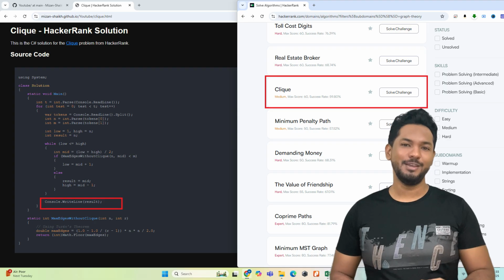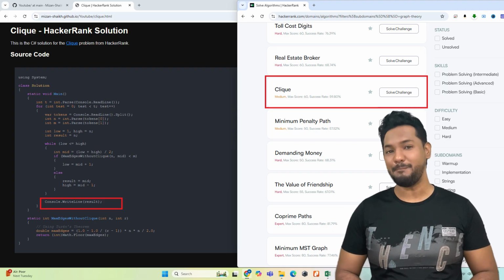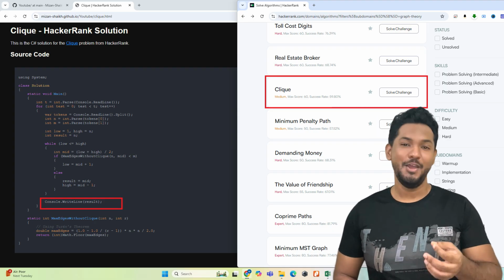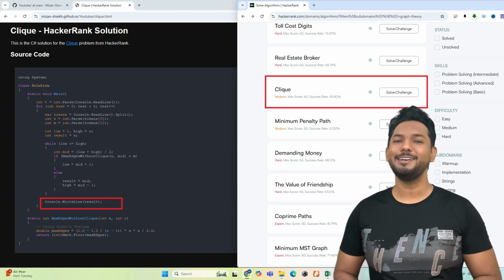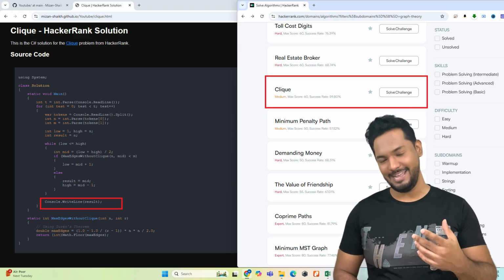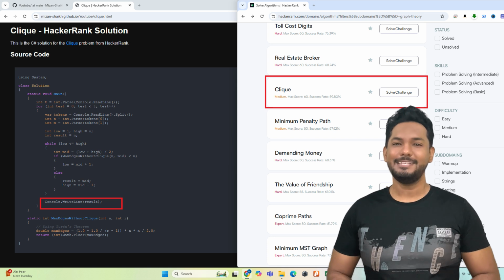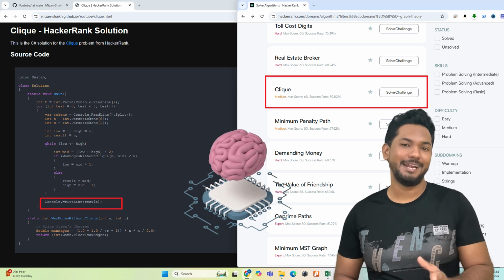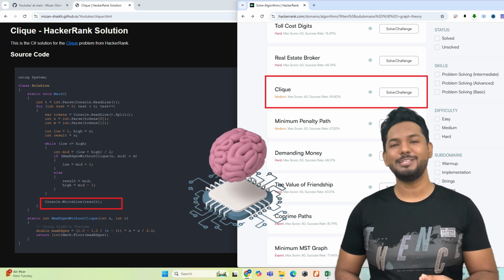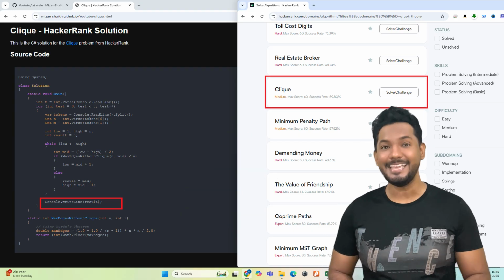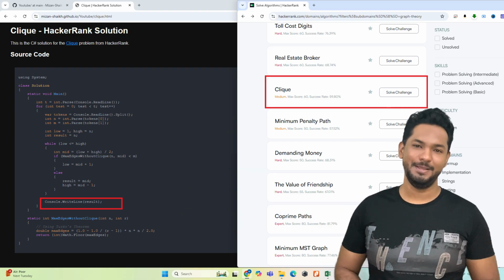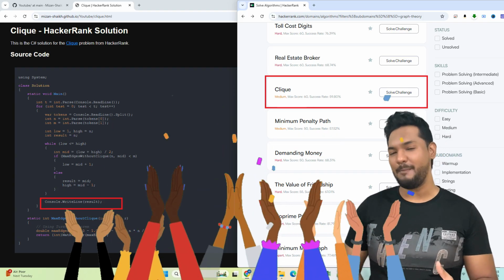So to summarize, we are leveraging binary search to efficiently pinpoint the maximum clique size using a mathematical theorem to guide our edge calculations. It's a beautiful blend of theory and practice, and it shows how powerful strategic thinking can be when used in coding. Alright folks, let's quickly recap what we have covered.